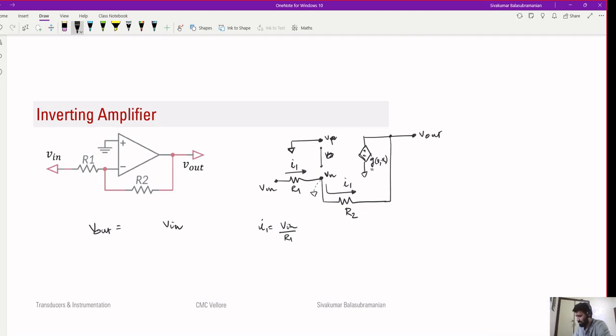I1 into R2, sir. Sorry, can you repeat that again? I could not hear you properly. I1 into R2, sir. Okay, I1 into R2. What sign though?